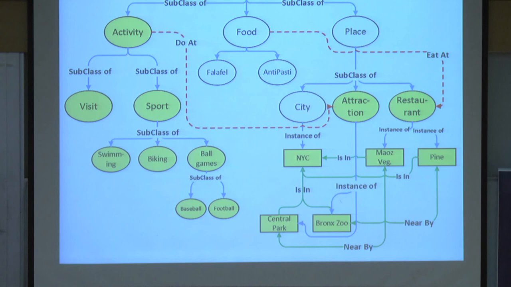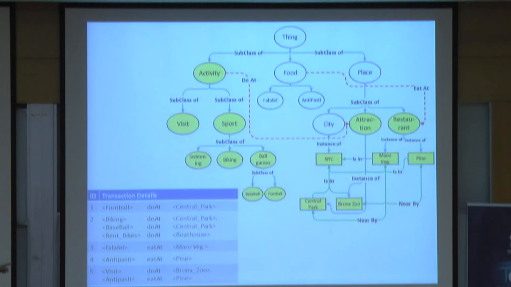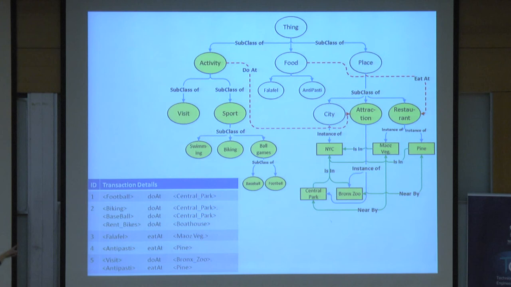And there is another type of information, which are the things that people do. A person, for instance, went biking at Central Park and at the same time also played baseball and rented a bike at the boathouse. That's item two there. So these are the things that people do. But again, as I said before, I don't have them. These are the things that are hidden in people's heads and that I would like to mine.